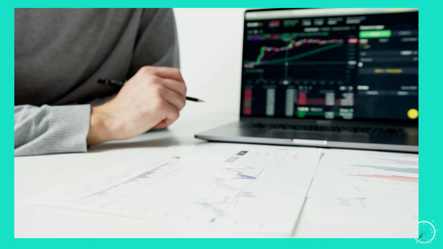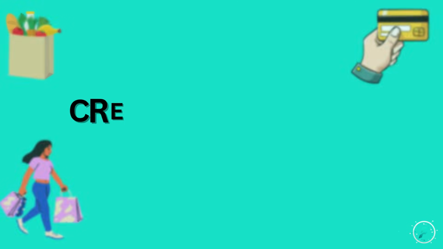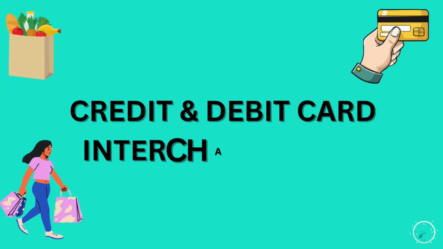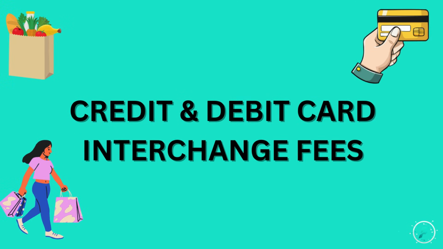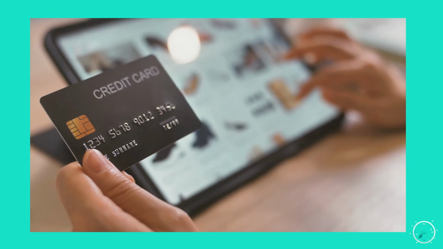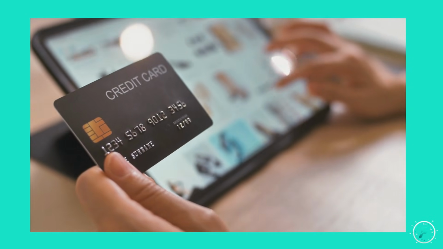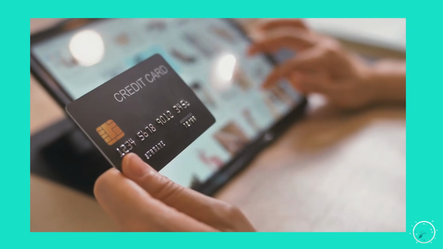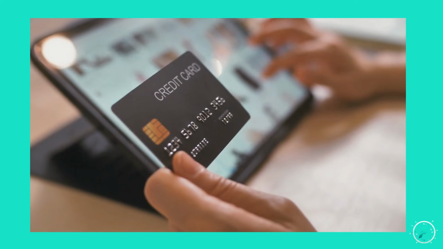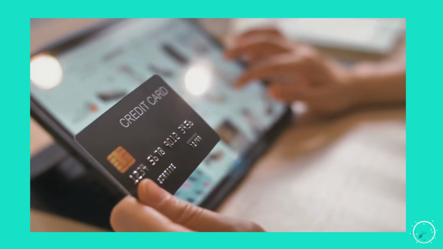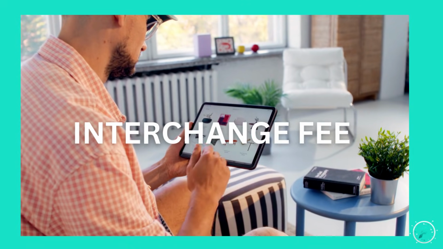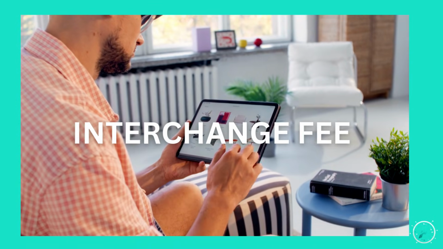Another type of secondary revenue stream is credit and debit card interchange fees. When you use a credit or debit card, the bank that issued the card charges a small fee to the merchant's bank for processing this transaction. This small percentage is called an interchange fee and is a major source of revenue for the card issuing bank.